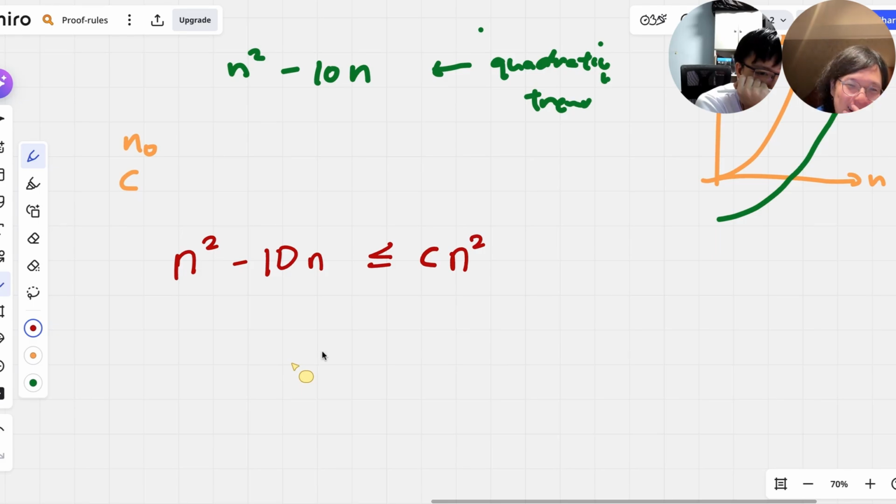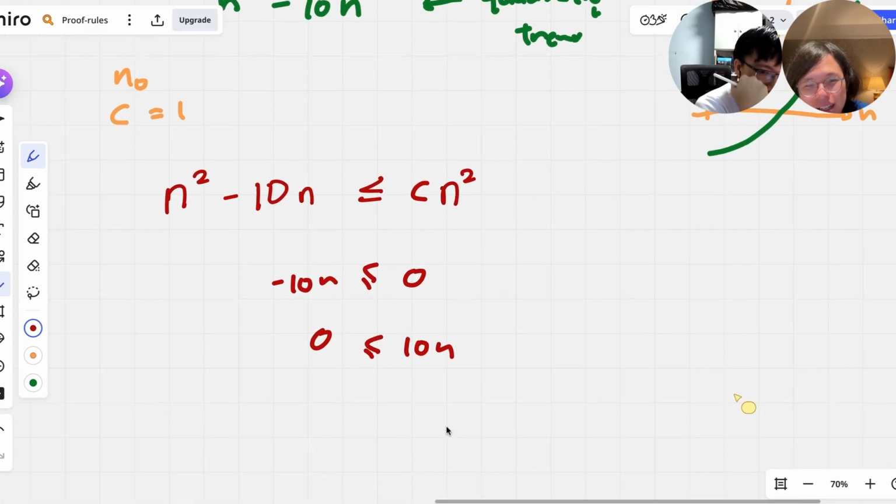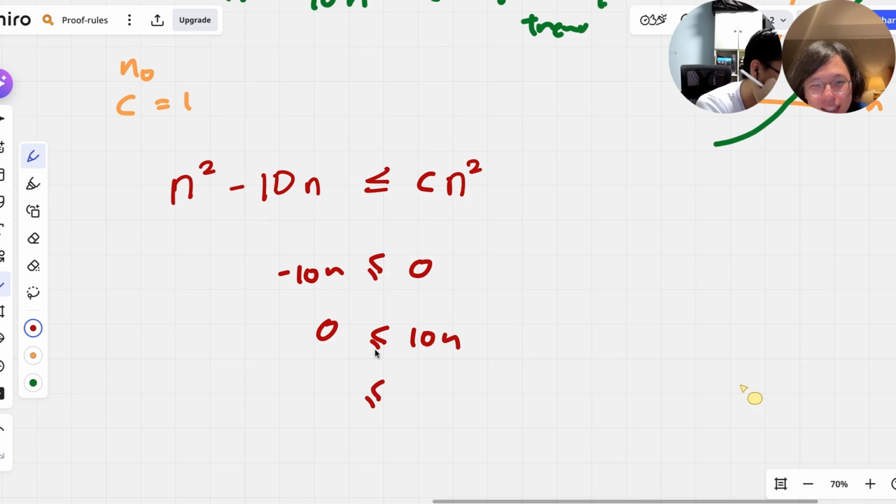Oh, I thought of an easier way. I think it's the same thing. Let's set c equal to 1. So for this to be true, this is true if and only if minus 10n is less than, you can solve for n already. Now n just has to be, in other words, if I multiply on both sides, it basically just means that n has to be greater than or equal to 0. 10n has to be greater than or equal to 0, which is true if and only if n is greater than or equal to 0.